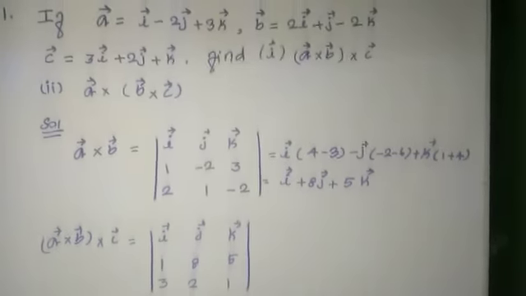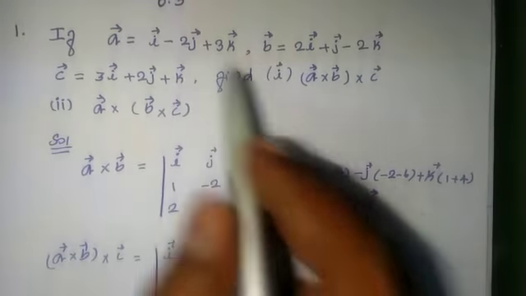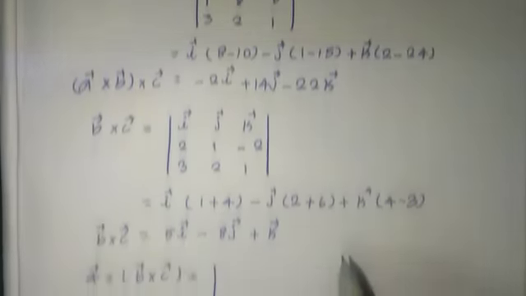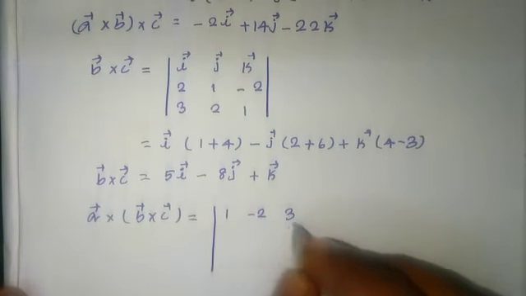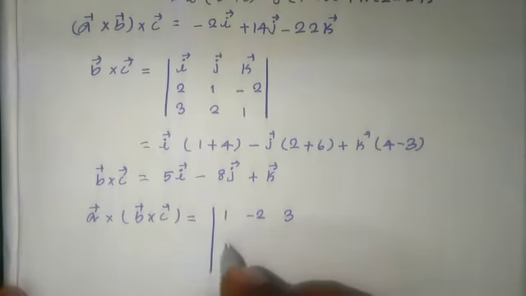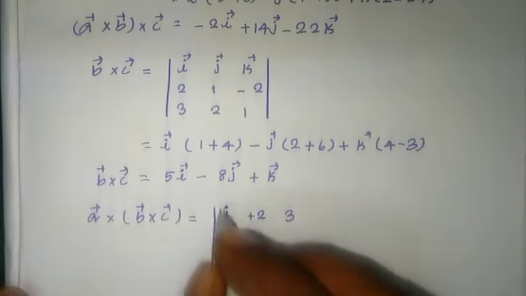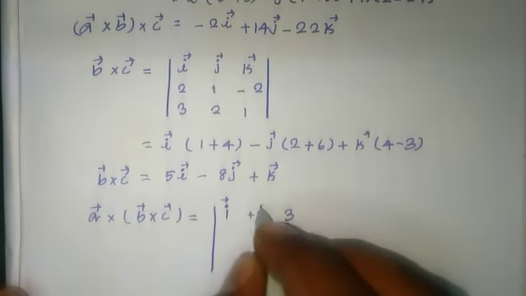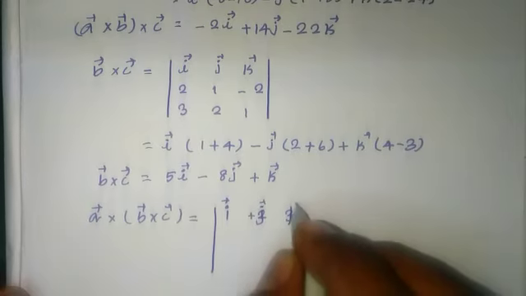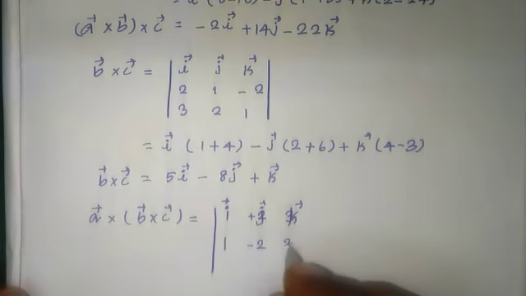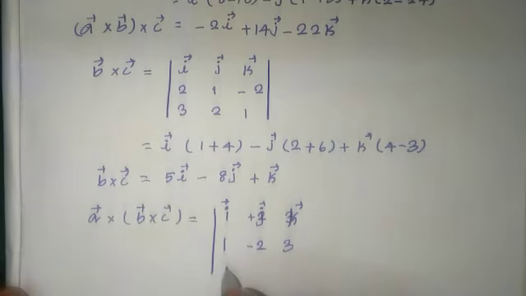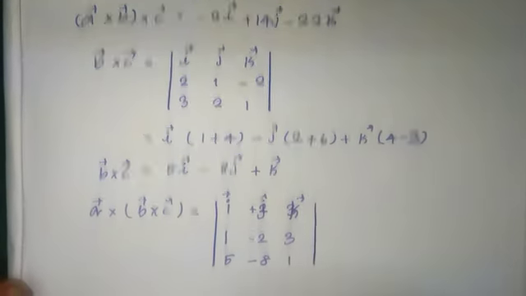Determinant of a vector நோட value என்ன? So 1 minus 2 3. Sorry, first i vector, j vector, k vector. 1 minus 2 3. b vector cross c vector 5 minus 8 1.